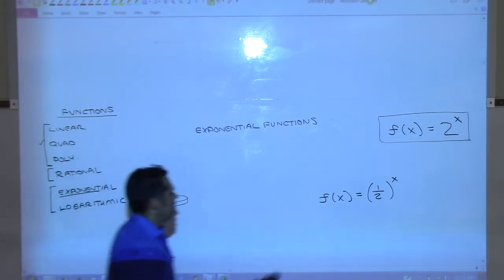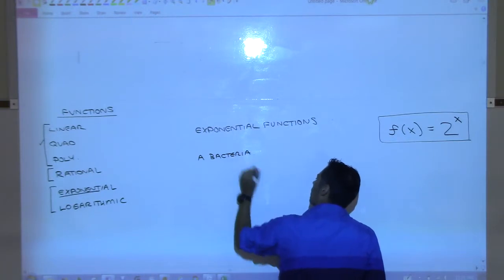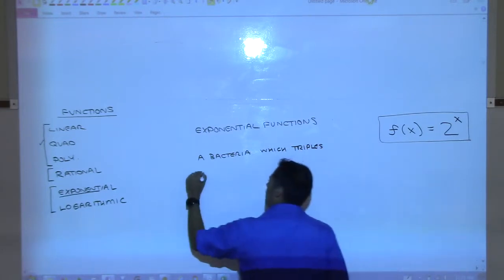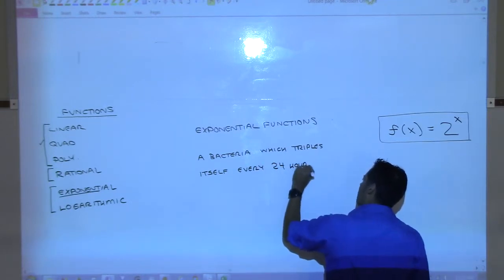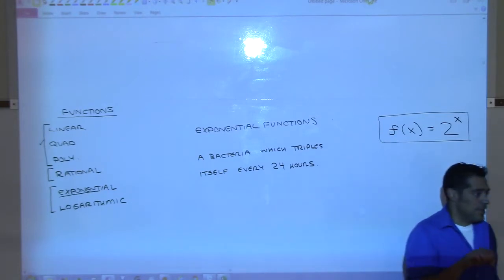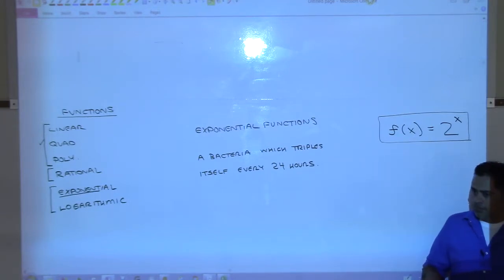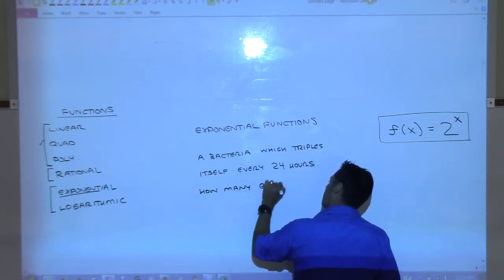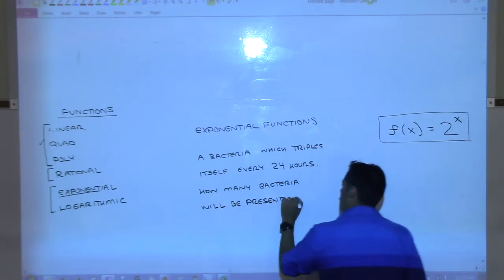So this is a sterile dish that you try and see what sorts of bacteria grow in it, all right? So let's say that there's this particular bacteria which triples itself every 24 hours. So basically every day. You have this particular bacteria that every day it will triple itself. It'll split, and 1 becomes 3. All right? And it does that every 24 hours. With me? How many bacteria will be present in 14 days?